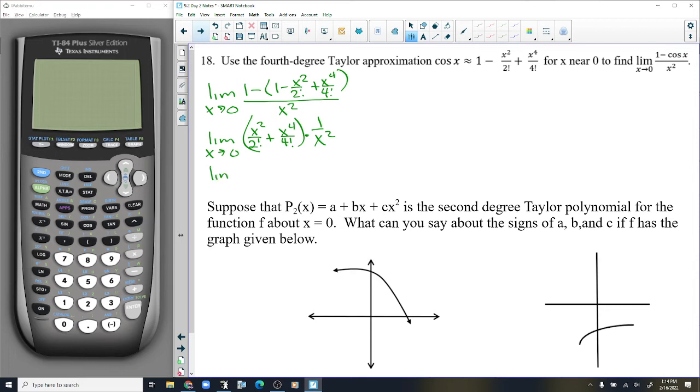Now, if I run that 1 over x squared through, the x squareds cancel, and we have 1/2, or 1 over 2 factorial, plus x squared over 4 factorial. Now we can plug a 0 in, and the answer, the limit is 1/2.